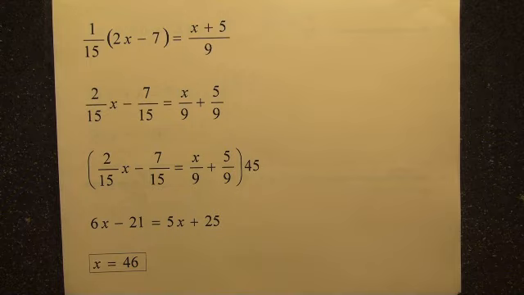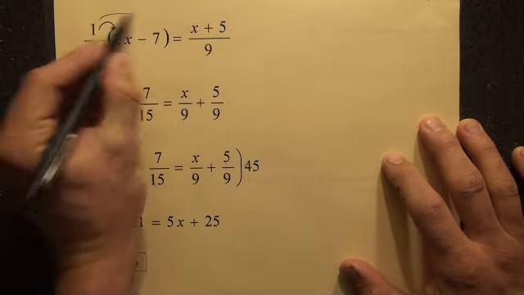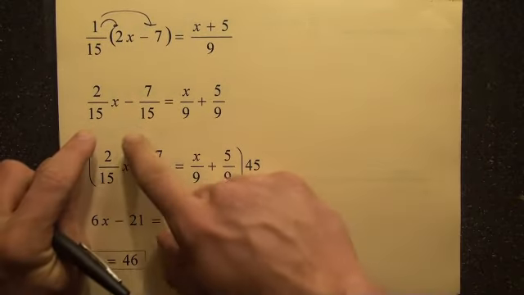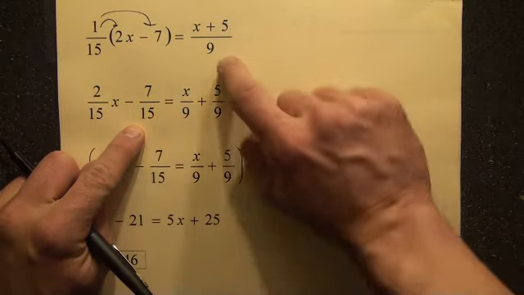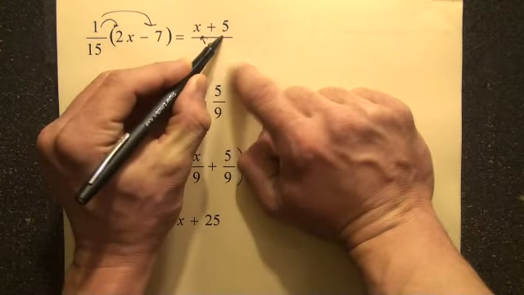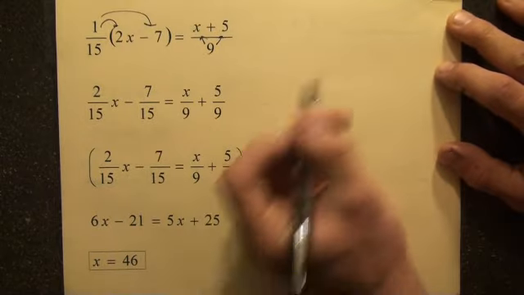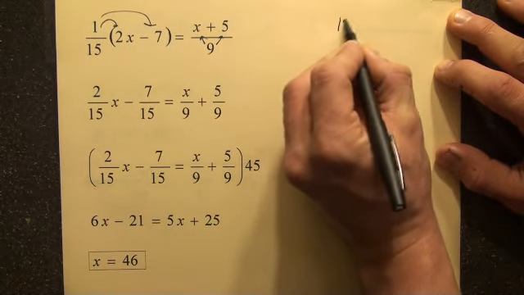So what we would do here, the best way to do this, probably the most efficient way, would be to go ahead and distribute the 1/15 first. 1/15 will give you 2/15 x minus 7/15. All right. Then I also went ahead and dispersed the 9 into both numbers, just to make sure you're okay with this. Think about this.